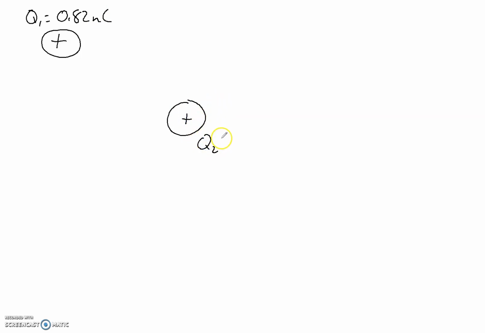Okay, so let's take another question here. Here's a positive charge, I'll call that Q1, and I'll say it's 0.82 nanocoulombs. And over here, I'm going to put another positive charge, and I'll call that Q2, and I'll say that is 0.60 nanocoulombs. And over here, we're going to put an electron right there.